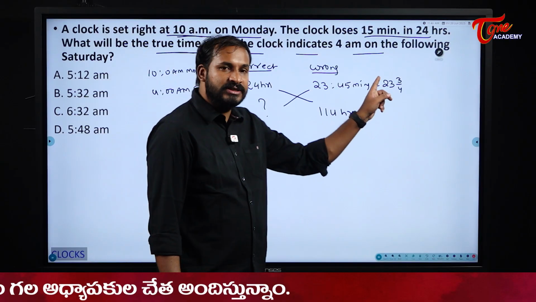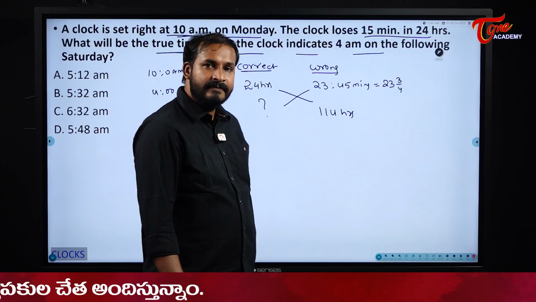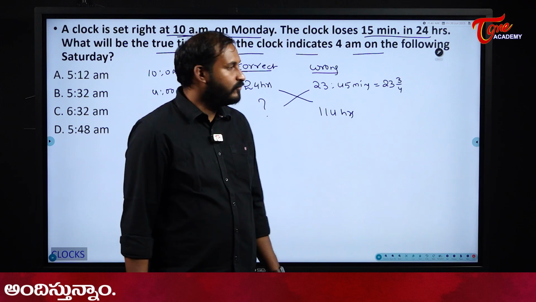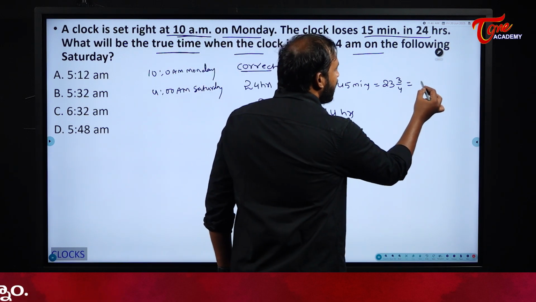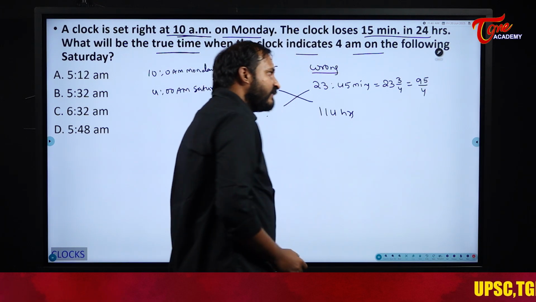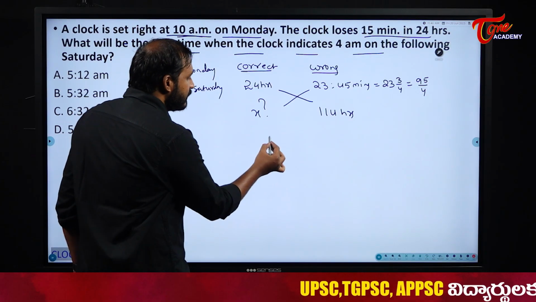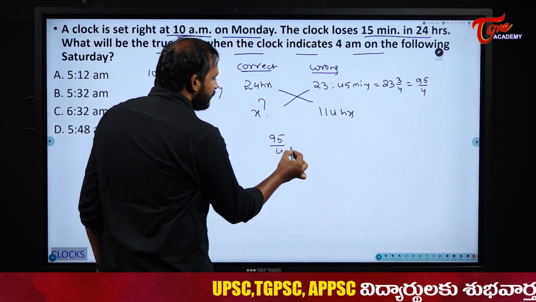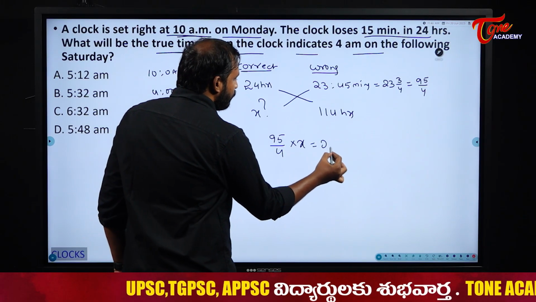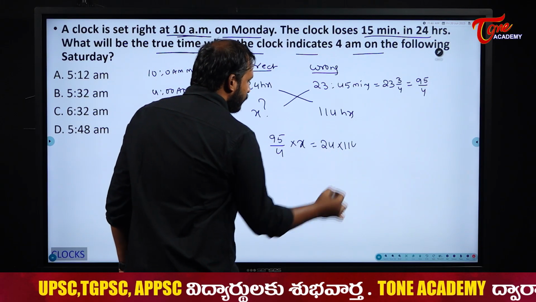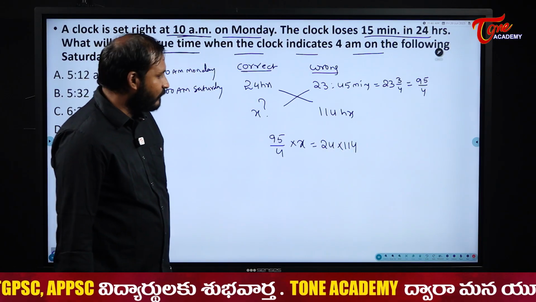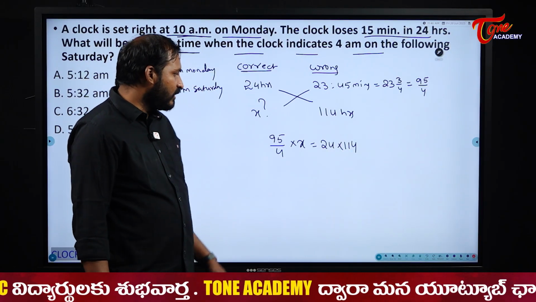So, now what happens to this? 23 fours are 92. So, it will become 95 by 4. Take this as x and cross multiply it. What you will get here? 95 by 4 into x is equal to 24 into 114. The same concept.